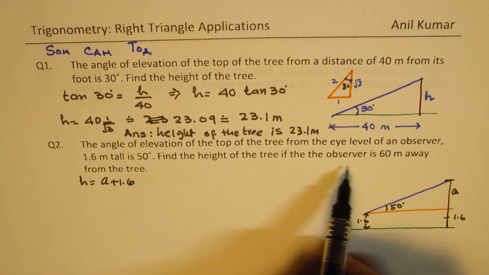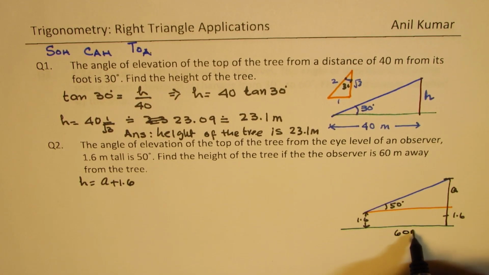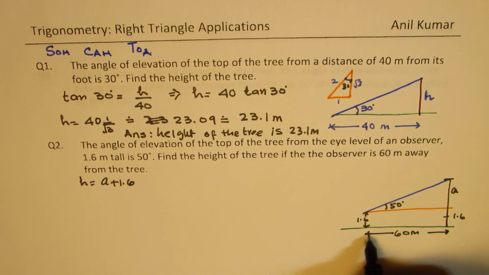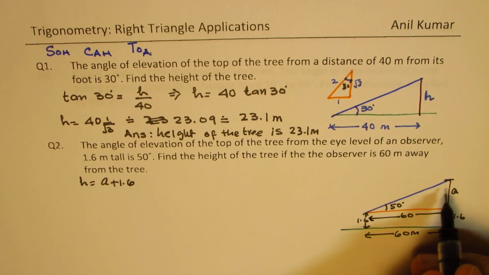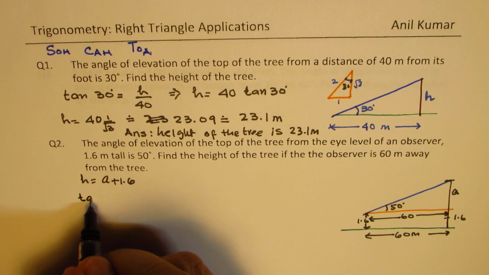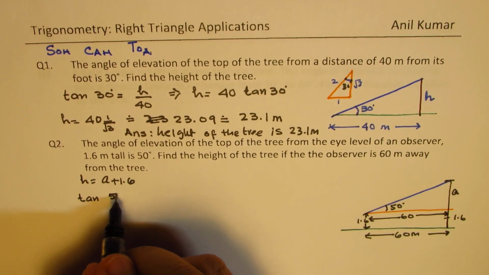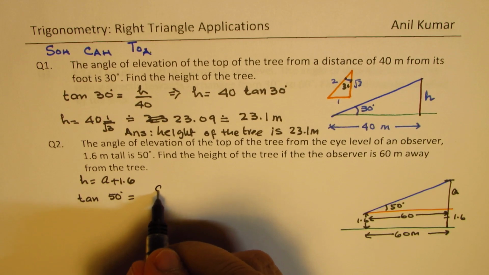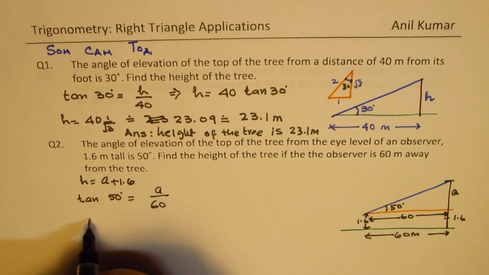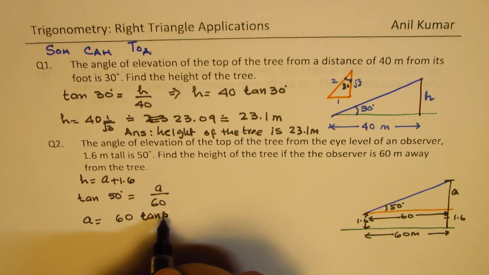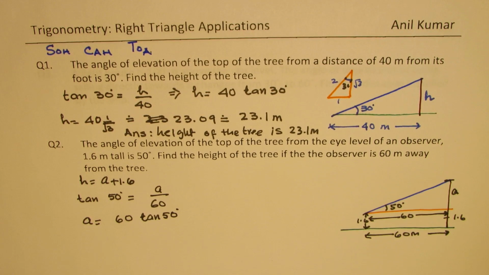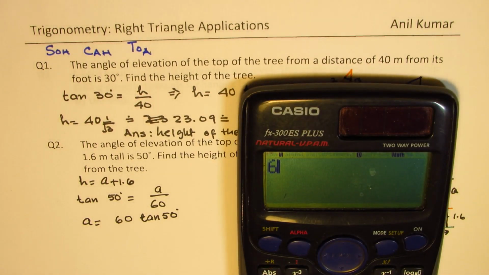Find the height of the tree if the observer is 60 meters away. We know this distance is 60 meters. That should also be 60 meters, right? So we can use the tan ratio. So we have tan of the angle 50 degrees equals opposite side A over 60, and from here we know A is 60 times tan of 50 degrees. So let's calculate this answer. 60 times tan of 50 degrees, and that is 71.5.